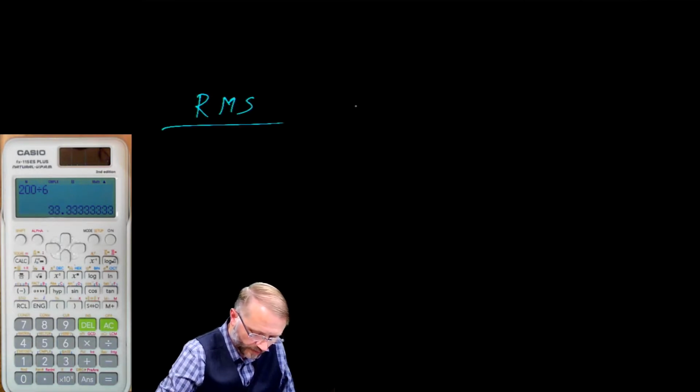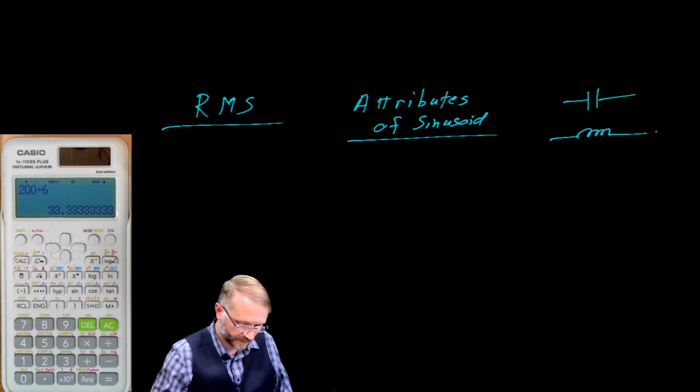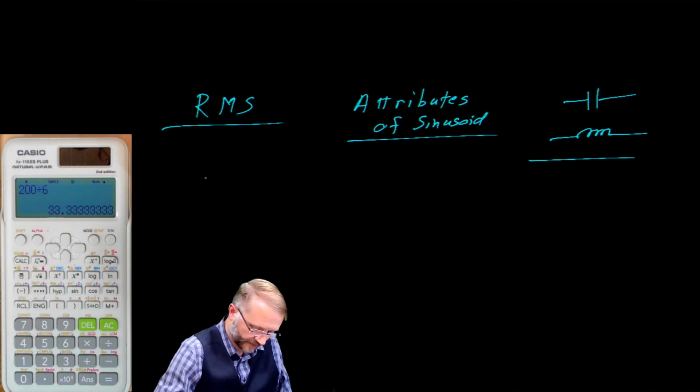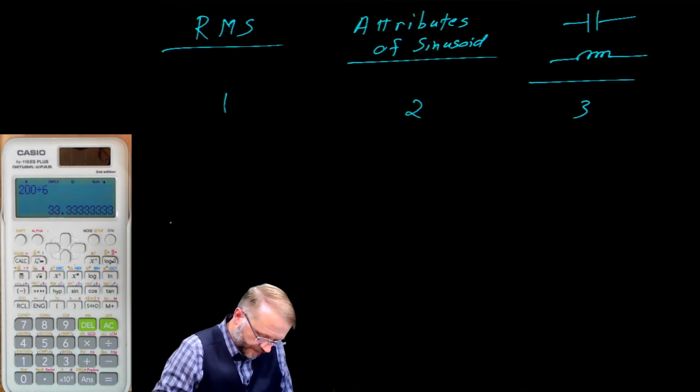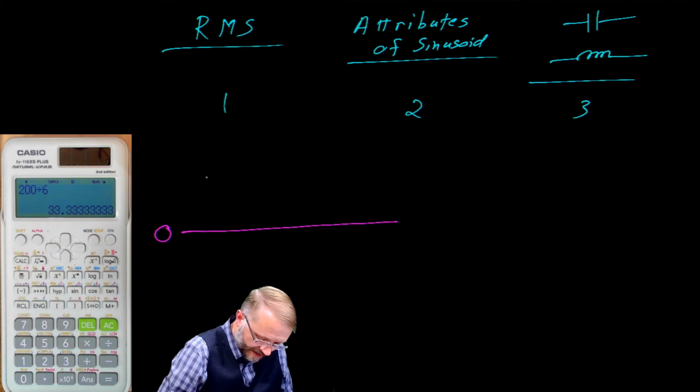Let's move on to the primary lecture, which goes in 3 different places. We want to introduce the concept of RMS. We want to look at the attributes of a sinusoid. And we want to explore the capacitor and the inductor. So that is where we're headed. So we have 3 parts. If you were to graph direct current, we would start with 0, and then we might say that we have a voltage of 12 volts.